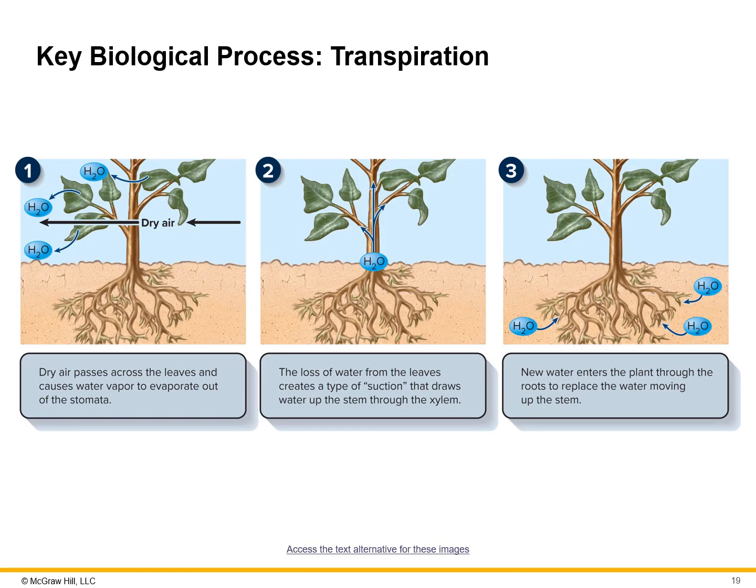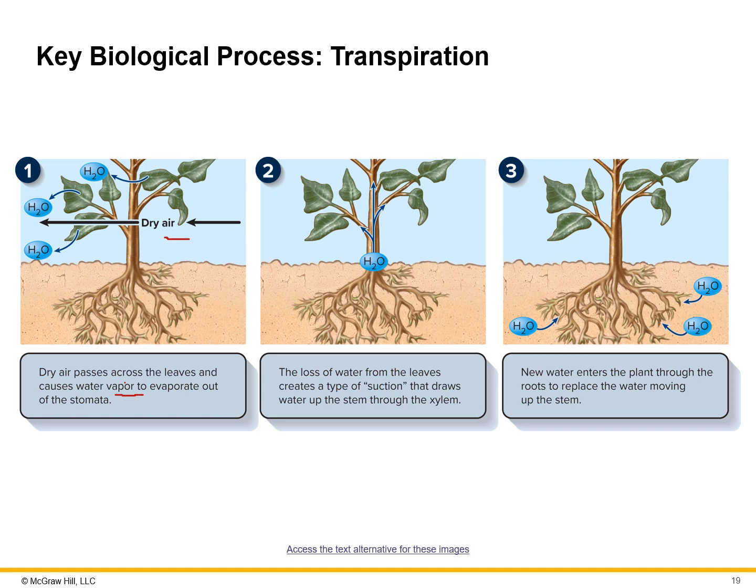And this is just showing that process. So again, if there is this dry air, that dry air passes across the leaves and causes that water vapor to evaporate out of those stomata.